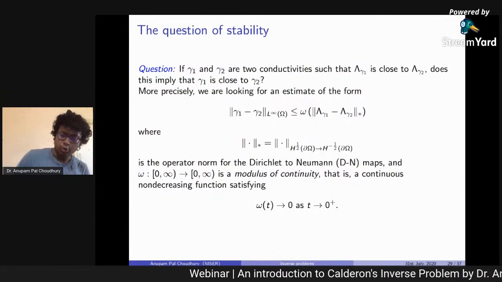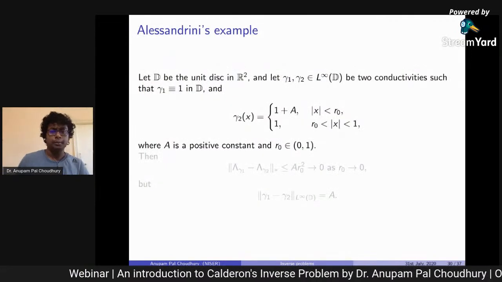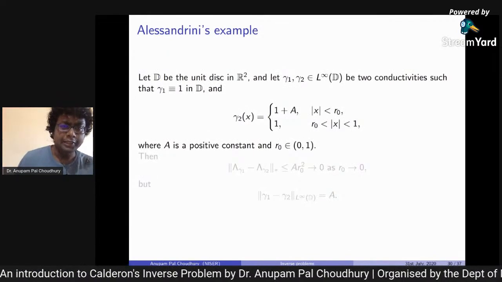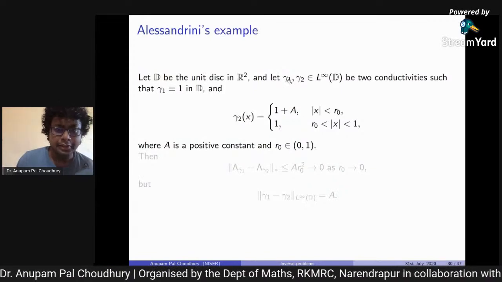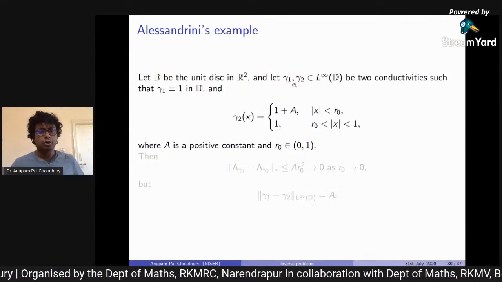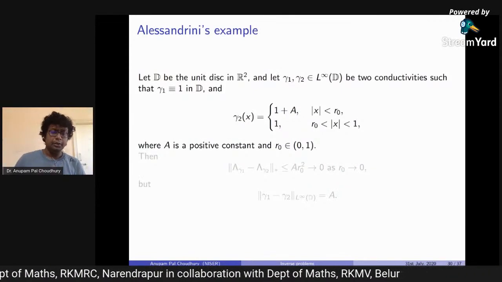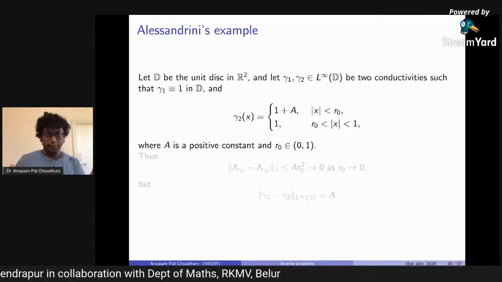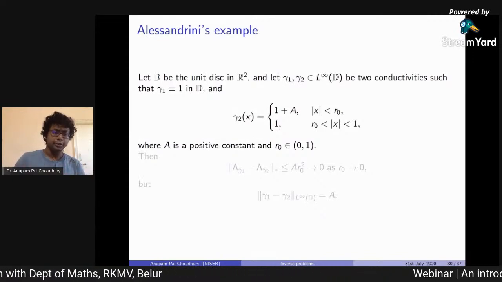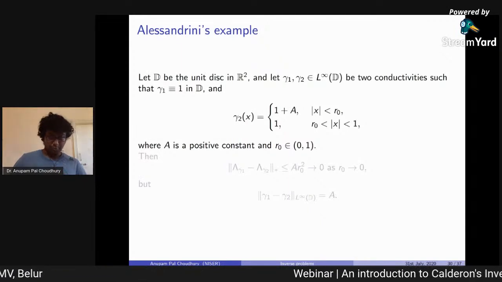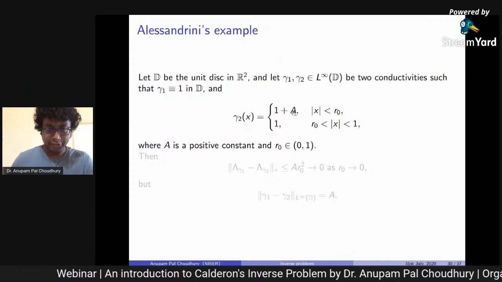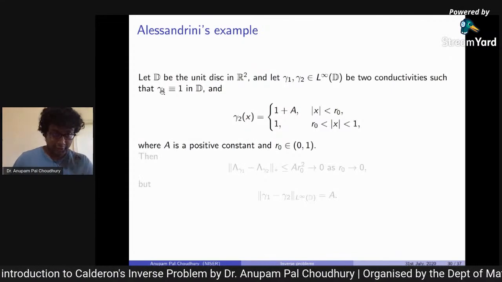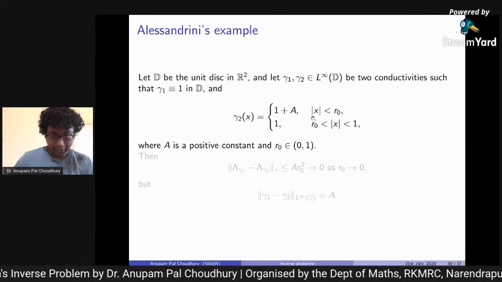The answer is no. And there was a very wonderful counter example given by Alessandrini. Okay. So Alessandrini considered this particular example and considered 2 conductivities, gamma 1 and gamma 2. The first conductivity gamma 1 was uniformly 1 in the domain. Here the domain he took was the unit disk in R2. And gamma 2 he just modified a little bit around 0.